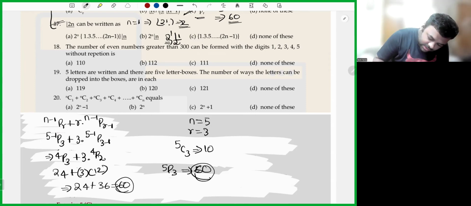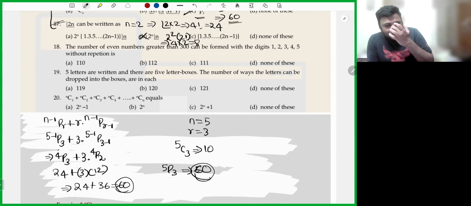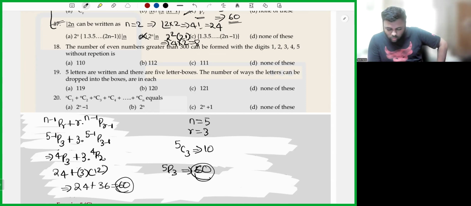Now let us substitute n equals 2 here and check. 2 into 2, 4 factorial. What is 4 factorial? 24. So let's check. 2 square into 2 factorial. 4 into 2, which is equal to 8. So option B is not satisfying. Better check for n equals 1 and n equals 2, because it's not sequence and series, it's permutations and combinations. For 1 it is satisfying, but for 2 it is not. For 2, it is 2 square into 2, 4 into 2, 8. But unfortunately, it is 24.